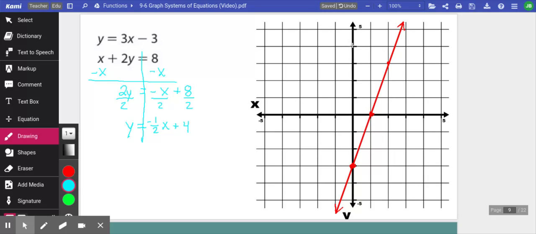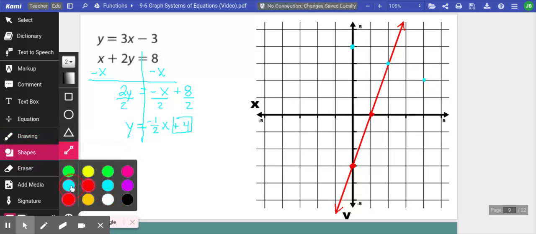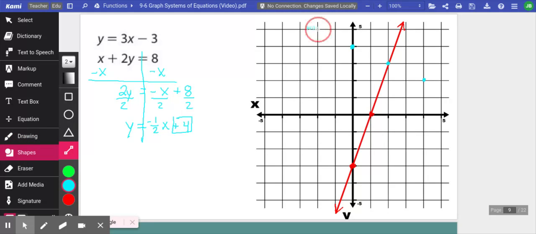So I'm going to start at 4 on the y-intercept. So here's my 4. And my slope is negative 1 over 2. What that means is negative 1, down 1 and right 2. So down 1, right 2. And there it is. It works out nicely for us here. Crossed already. So I'm going to draw my line to complete this process here.